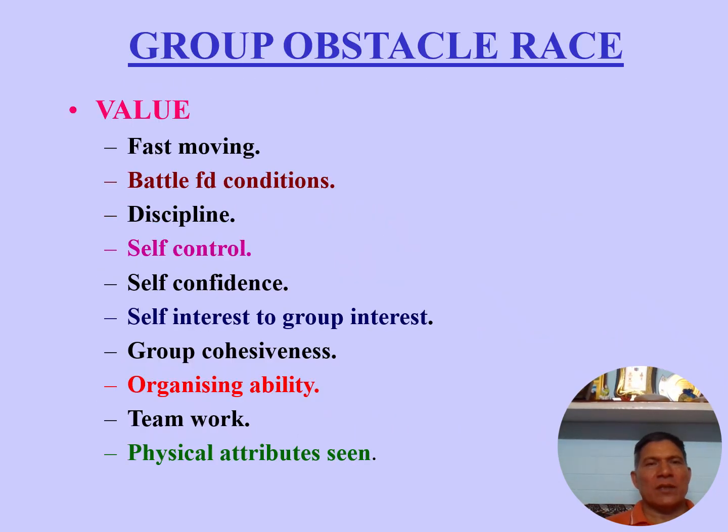Now, group obstacle race, what is the value? Fast moving, battlefield condition, discipline, self control, self confidence, self interest to group interests, group cohesiveness, organizing ability, teamwork, physical attributes seen. So these are the aspects which are seen in a candidate, and the entire group is working. Some will exhibit this, some will not. Those who exhibit, they will be taken.